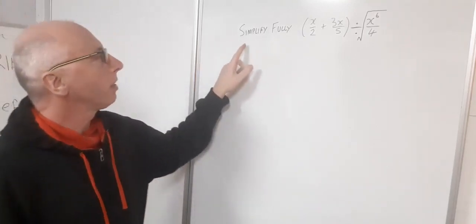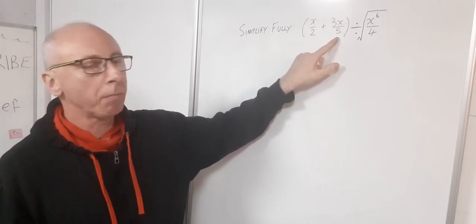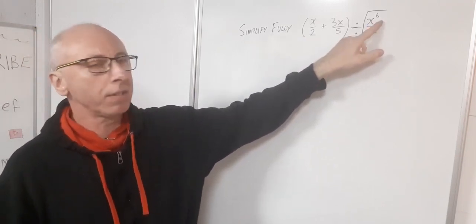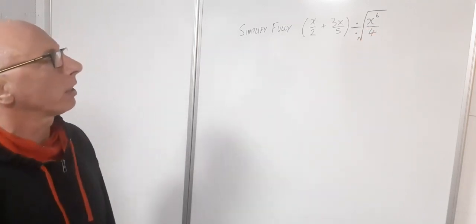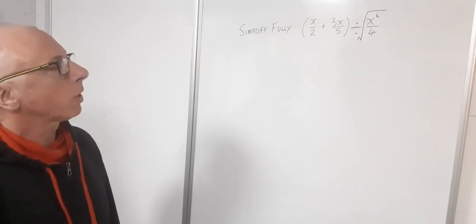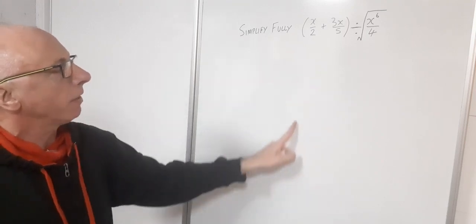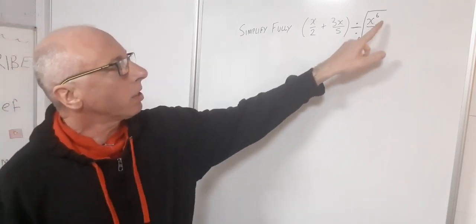So I've got a question here: simplify fully (x over 2 plus 3x over 5) in brackets, divided by the square root of x to the power of 6 over 4. So that's an awkward looking question to just go straight into. Maybe there's something we can do with that before we even start. So I'm going to follow down a line here and show my working. But I've got one thing here with this square root.